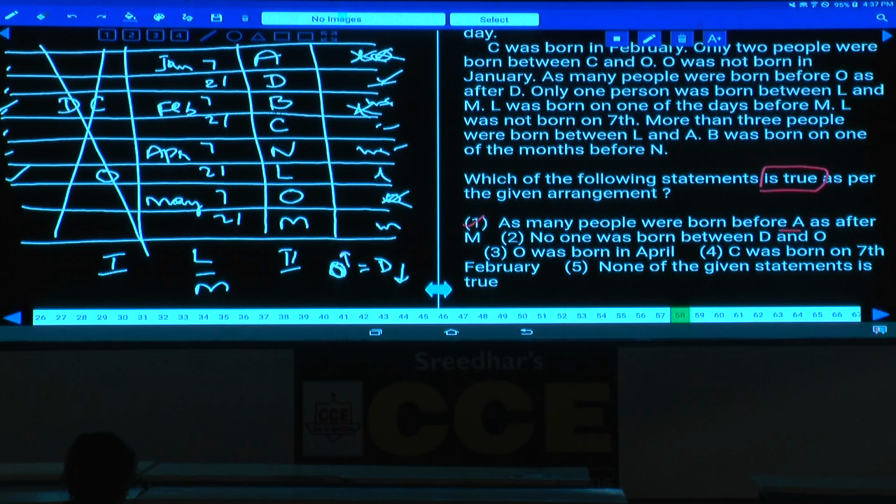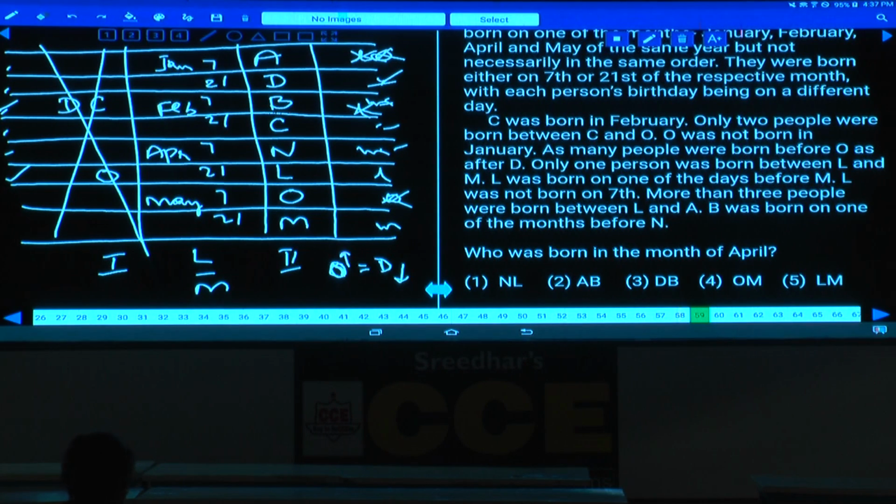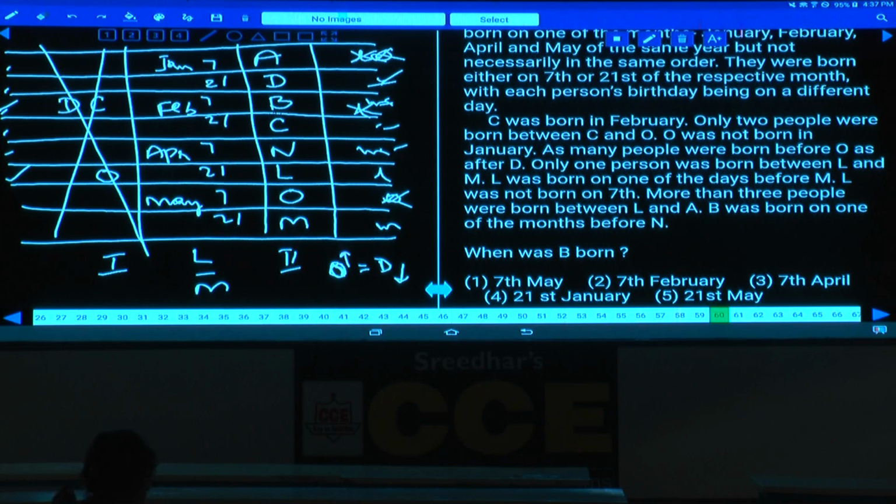Next one, 59. Who was born in the month of April? Now in April, N and L. Who were born in the month of April? N and L, choice 1. Then question number 60. When was B born? Yes, B was born on Feb 7th. 7th February, that is choice 2. Question number 60, choice 2.